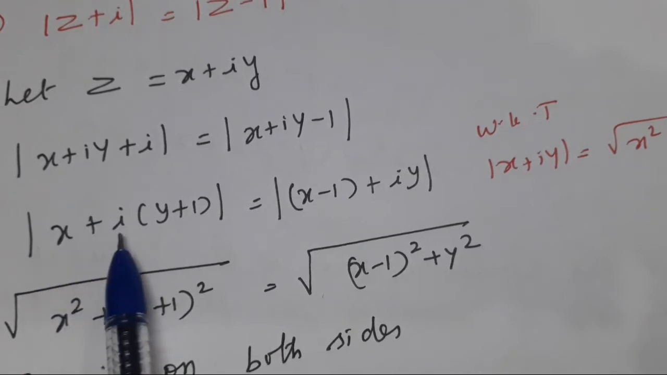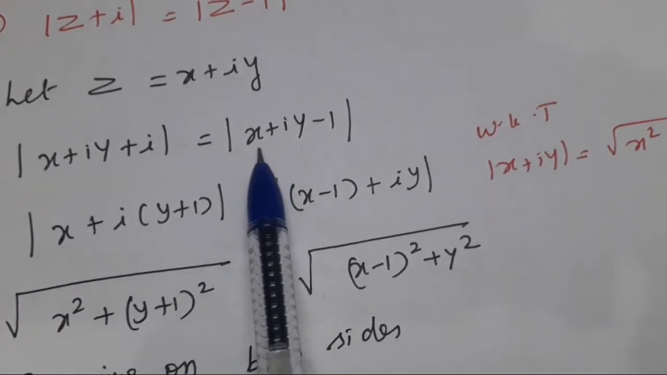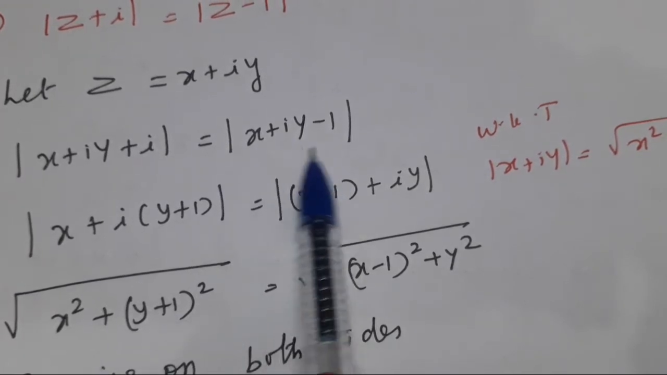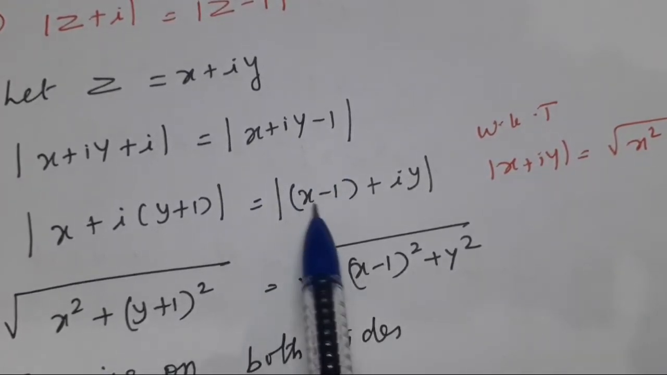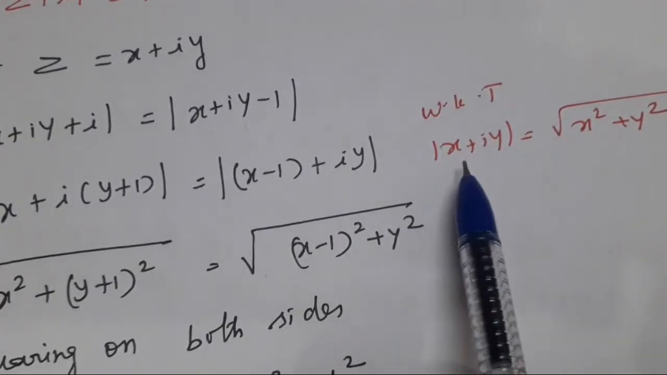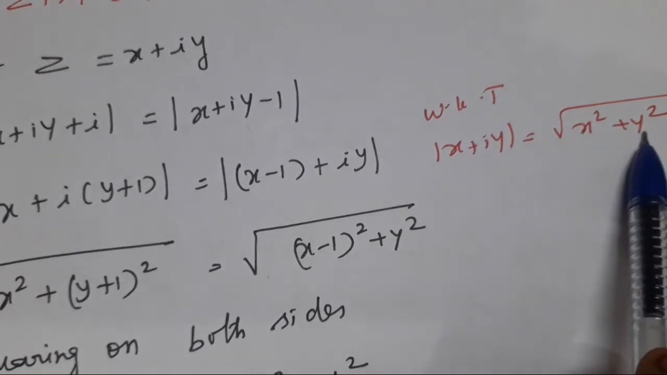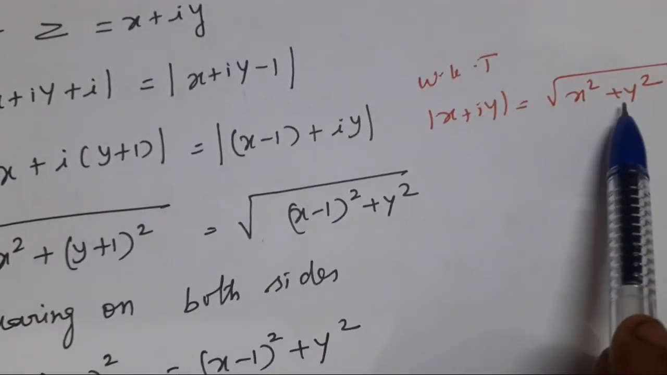Modulus of x plus i into y plus 1 equal to, here also you take the real part. Which is the real part? x minus 1 is the real part. Modulus of x minus 1 plus i into y. But we know the modulus value is nothing but the square root of real part square plus imaginary part square. That is nothing but x square plus y square.